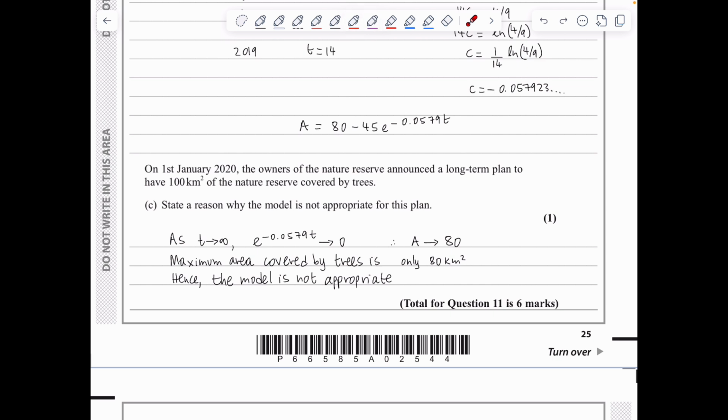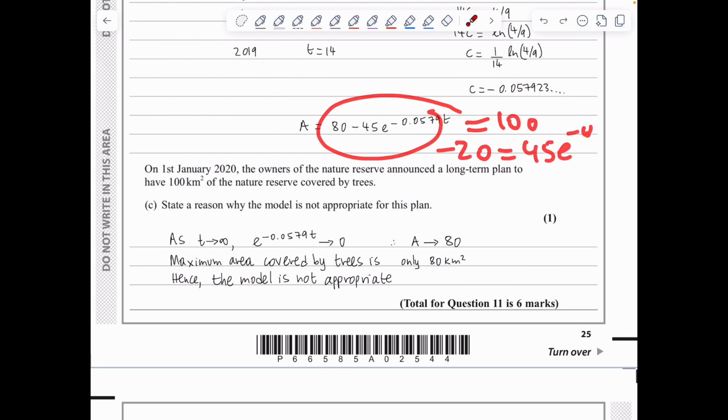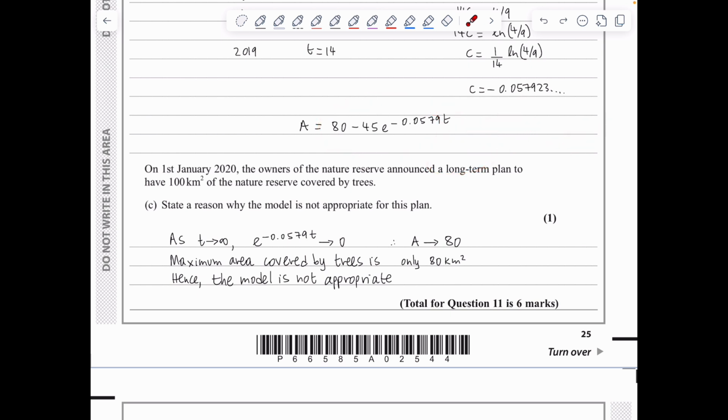Alternatively, you could have tried setting this to be equal to 100. It will lead to minus 20 being 45 e to the minus 0.05 t. We know that the exponential term can never give you a negative result, and therefore this yields no solutions, which is another way of approaching this question.